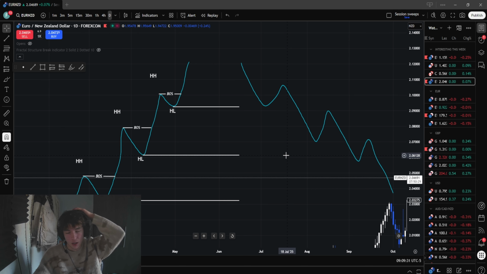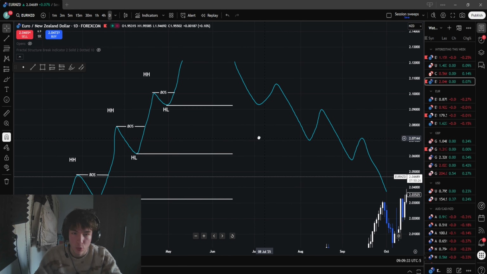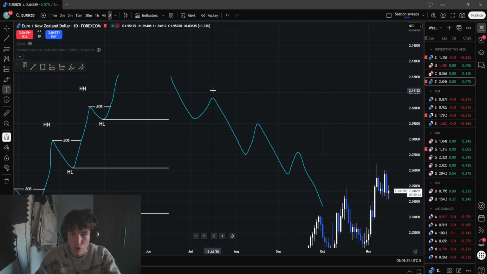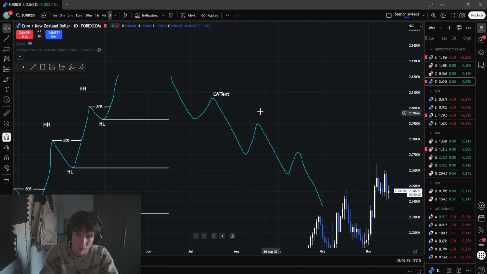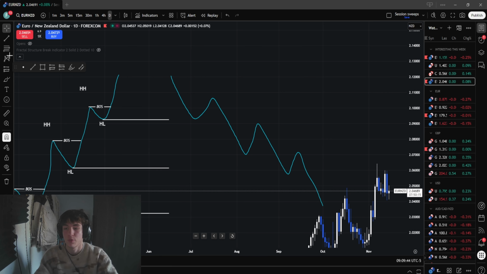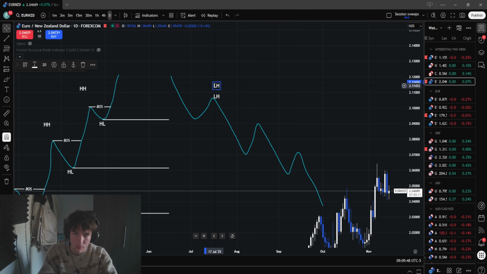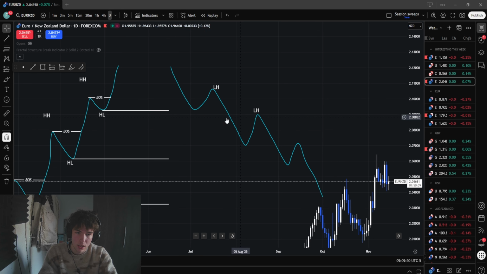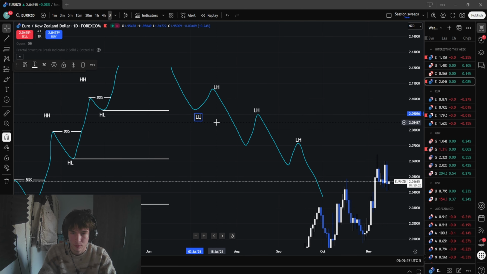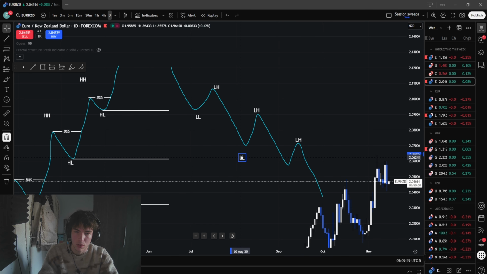But if we look at it on the bearish trend, we can see that we are not creating higher highs, higher lows, but we are creating lower highs. So these are lower highs. And these are lower lows. Lower low, lower low, lower low.